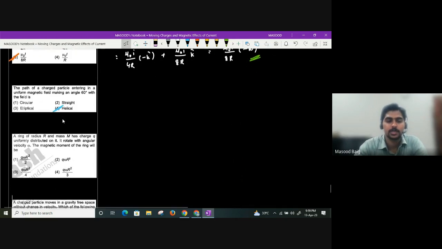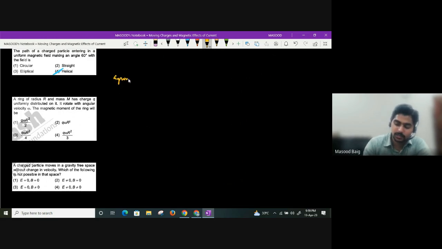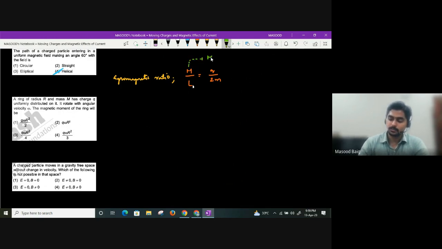A ring of radius r and mass m has charge q uniformly distributed on it. It will rotate with angular velocity omega. Magnetic moment. There is one ratio called the gyromagnetic ratio. Which ratio? Gyromagnetic ratio. What is this ratio? The ratio of magnetic dipole moment to the angular momentum. M by L will be given as Q divided by 2 small m. What is M here? M is your magnetic dipole moment, guys. Or you can simply write magnetic moment.